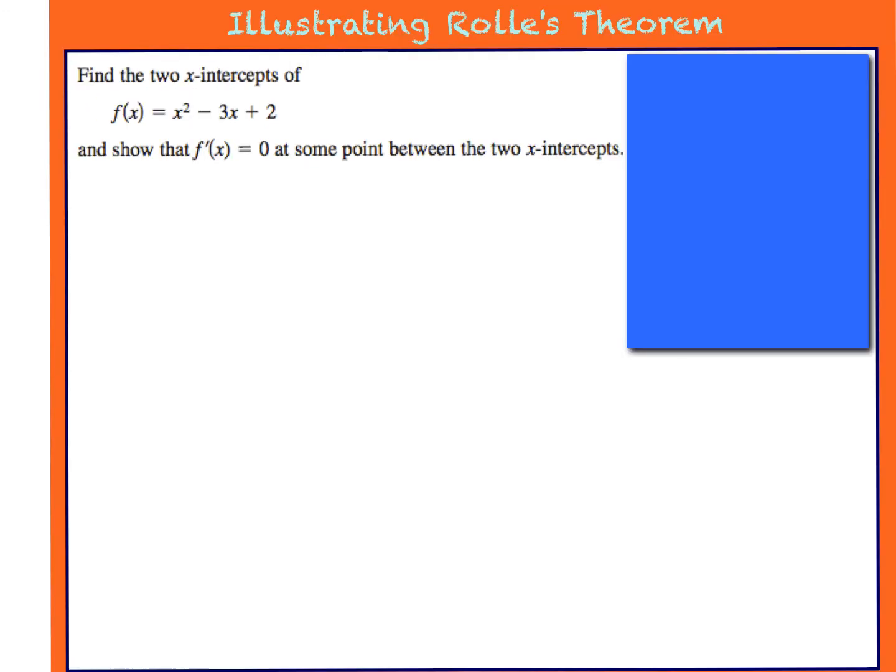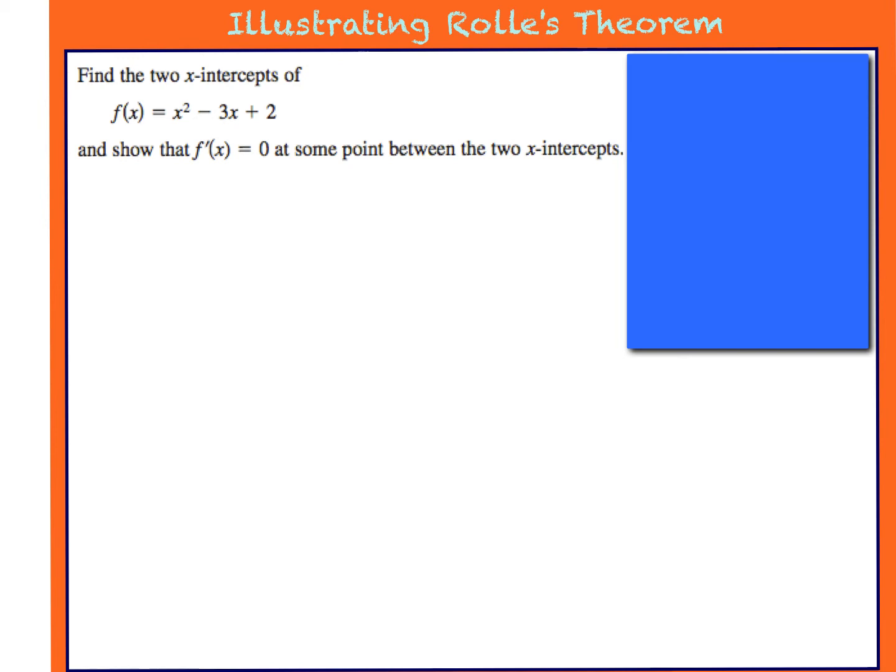So here we go. Let's put this into practice. We're going to find the two x-intercepts of this quadratic, x squared minus 3x plus 2, and show that f prime is 0 between those two x-intercepts.